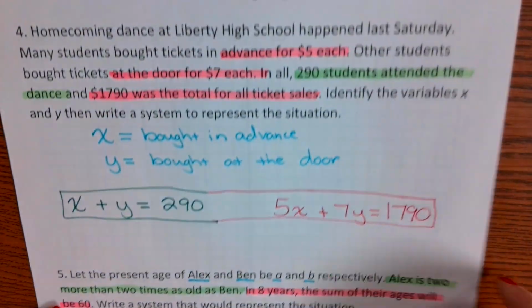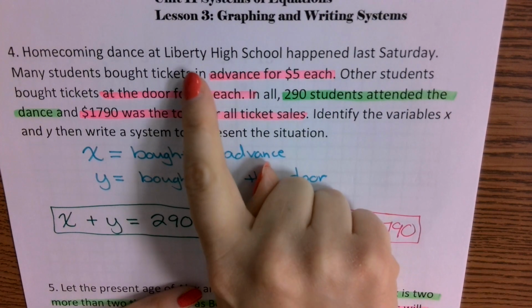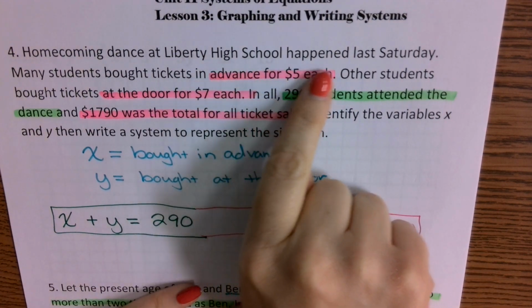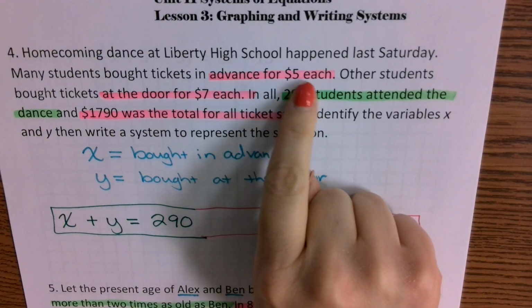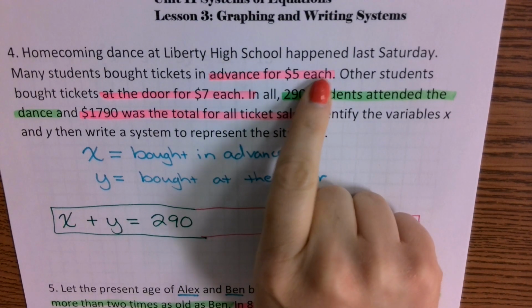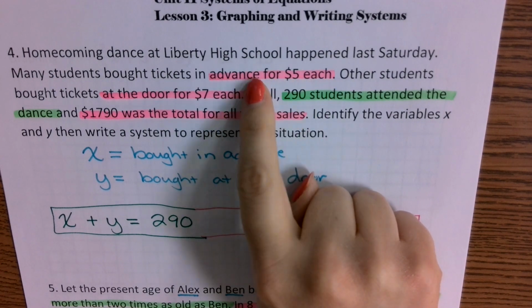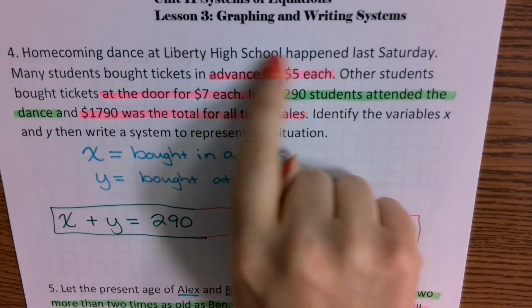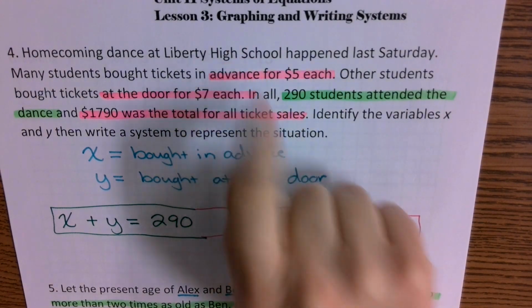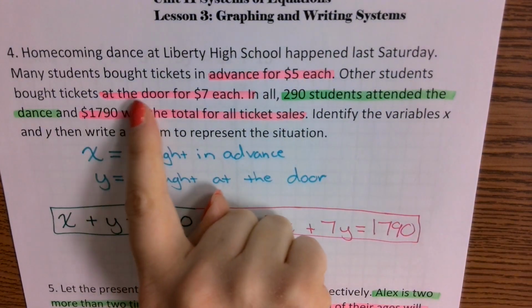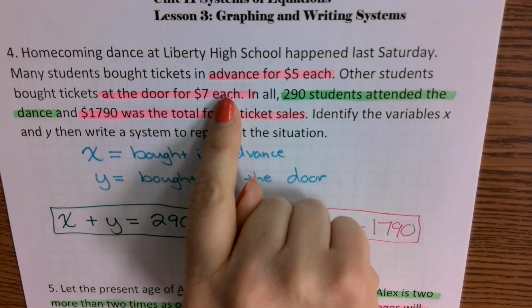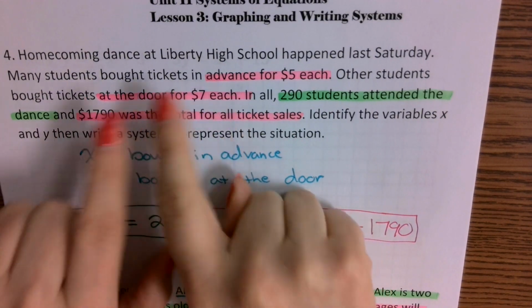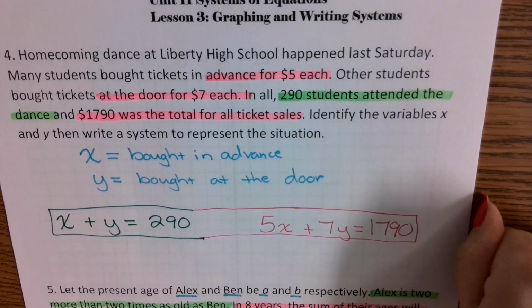Okay, let's go ahead and go over these. For problem number 4, we have a homecoming dance at Liberty High School on Saturday. Many students bought tickets in advance for $5 each. So the fact that they're saying each lets you know, hey, right there, this is a coefficient to this value, advance. Other students bought tickets at the door for $7 each. So the tickets that were purchased at the door are 7 each. So that lets you know that that's going to be a coefficient to this variable.